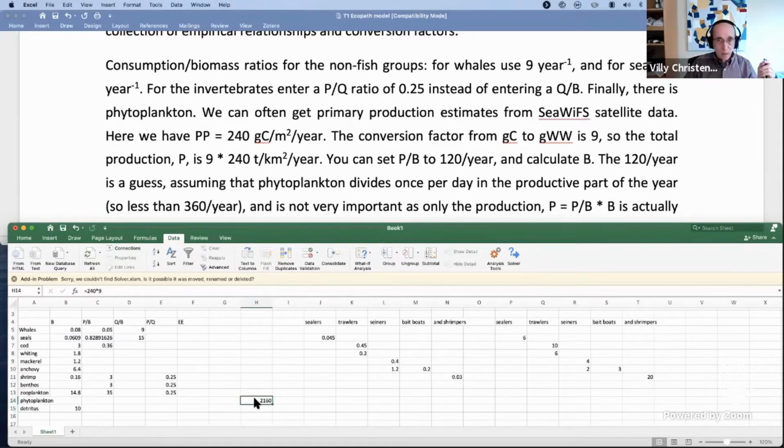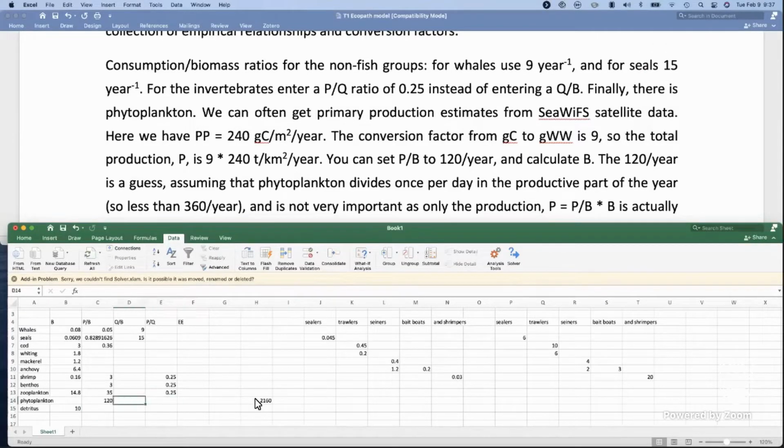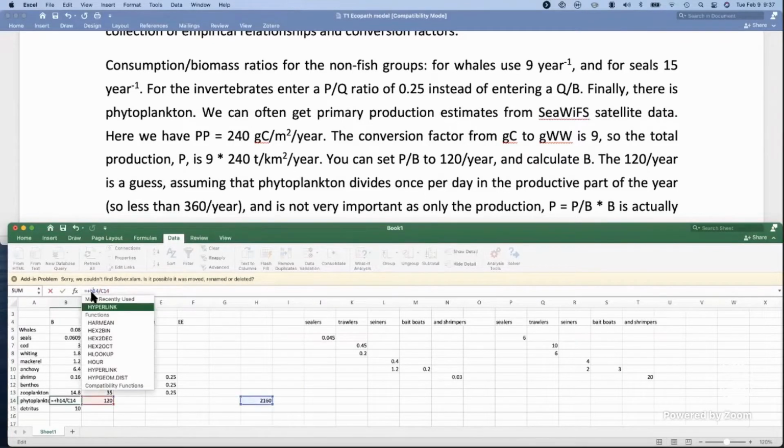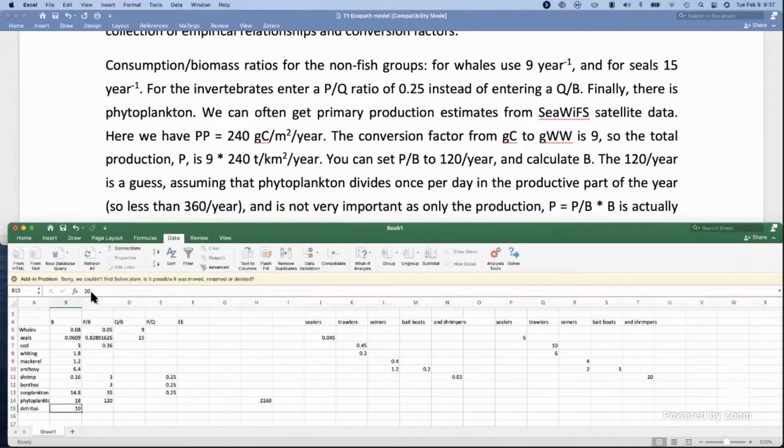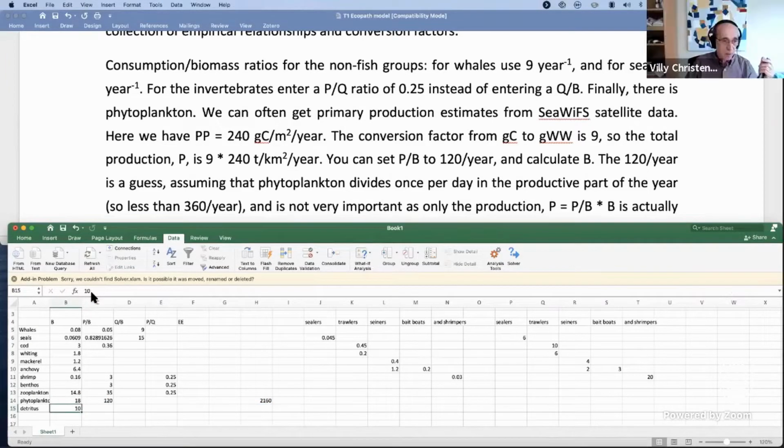Now, that's our total. We need to split that into a biomass and a PB. That split is not really important. What will biomass be then? Plus that one divided by 0. I think I made a mistake. Yeah, it should have been H14. So a biomass of 18 and a PB of 120 is what can go in there. That will give us this product of 2160.